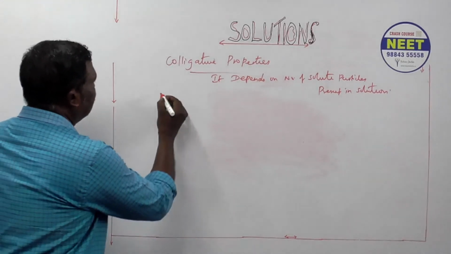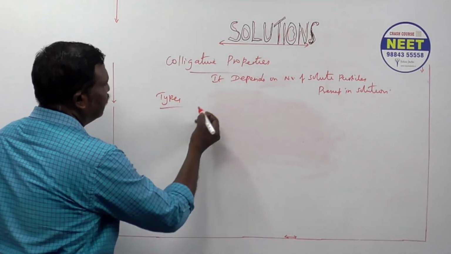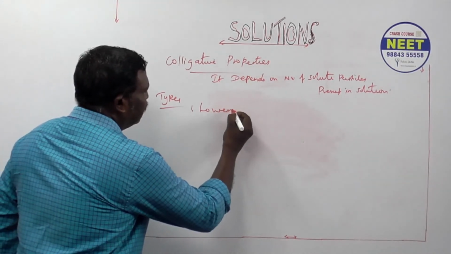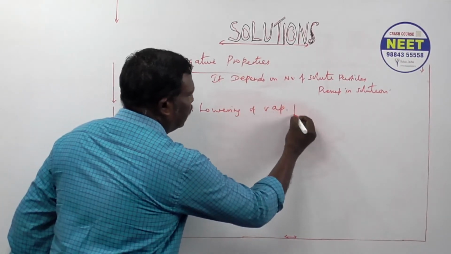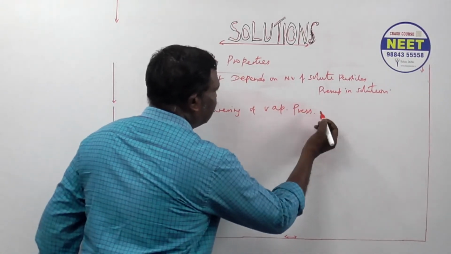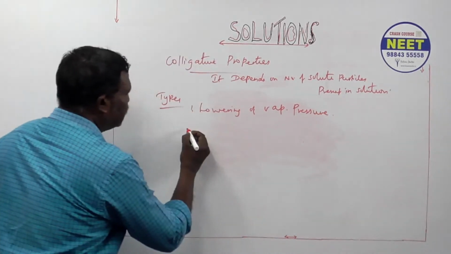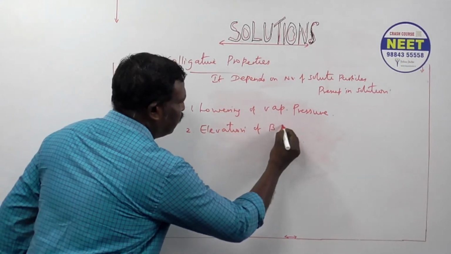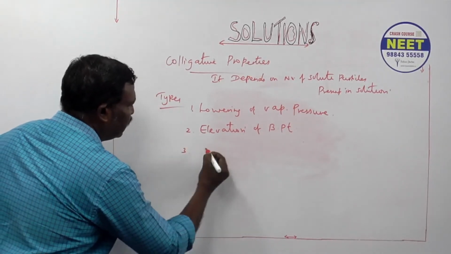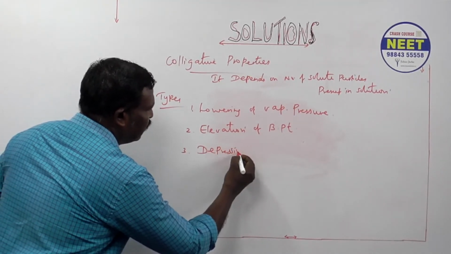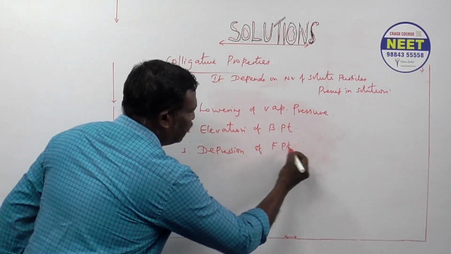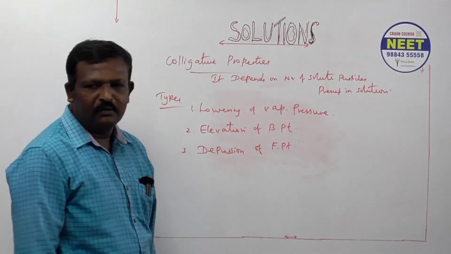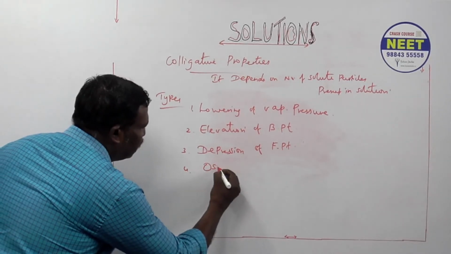Okay. Then what are all colligative properties means, types, you just write. First one, lowering of vapor pressure. Next one is elevation of boiling point. Third one, depression of freezing point. Can you able to follow? BPT means what? Boiling point. FPT means what? Freezing point. Fourth one, osmotic pressure.